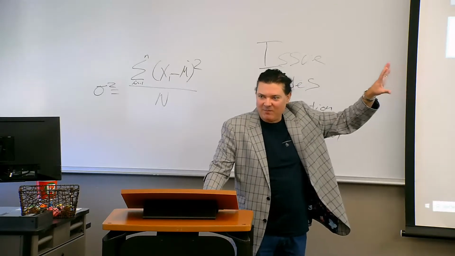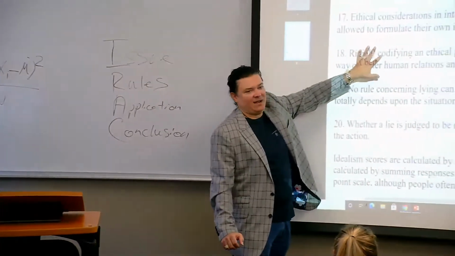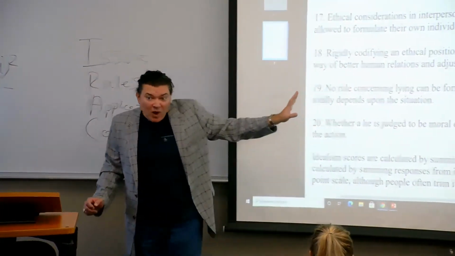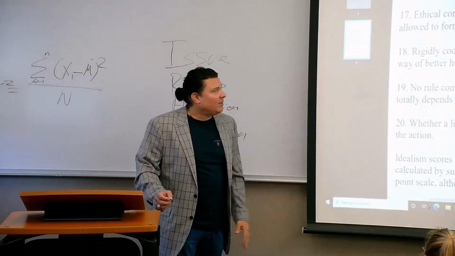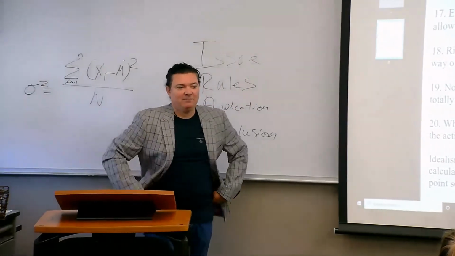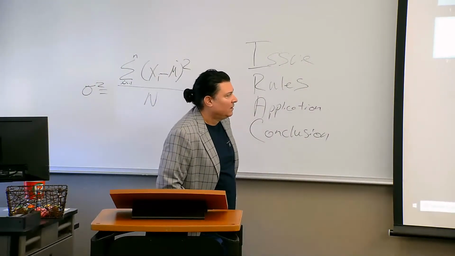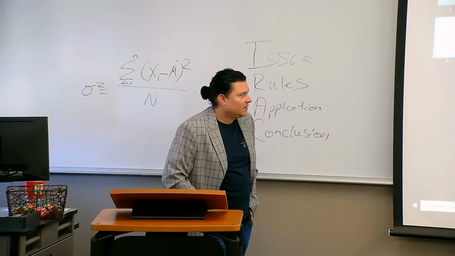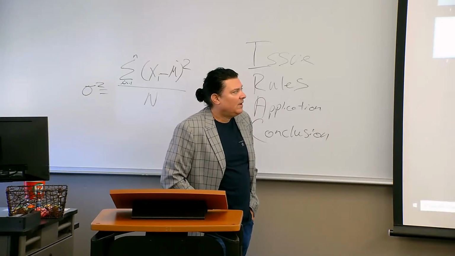But if you can actually come up with the real reason that this is really problematic, and this is a scale that's used widely, it's been validated, but there's a big problem here. Go ahead. What's your thought? It says rigidly codifying an ethical position. I mean, how that prevents certain types of actions could stand in the way of better human relations. Like, what is to say that the ethical position is right?